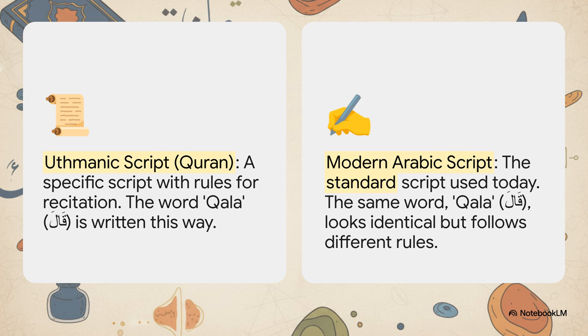Okay, take a look at this. On one side, you've got a word in standard modern Arabic. On the other, that exact same word, but from the Quran's Uthmanic script. See those little differences? That's not a typo, and it's not just some old-fashioned quirk. It's actually a highly sophisticated system, a graphical code designed to preserve not just the words, but the exact way they're meant to be spoken.